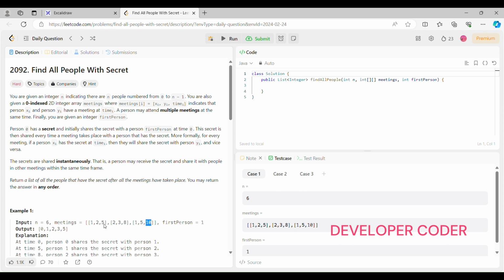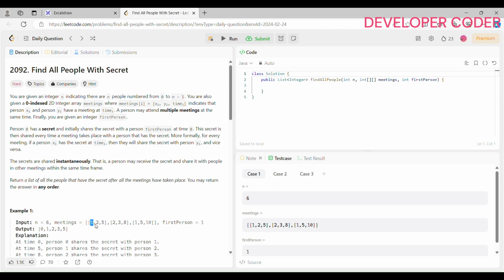So if this is the least time, the first time that we get if we sort this meetings array, then definitely if this meeting is conducted first, since the first person knows the secret, this person is going to share the secret with 2. Okay, so this person is going to share the secret with 2.